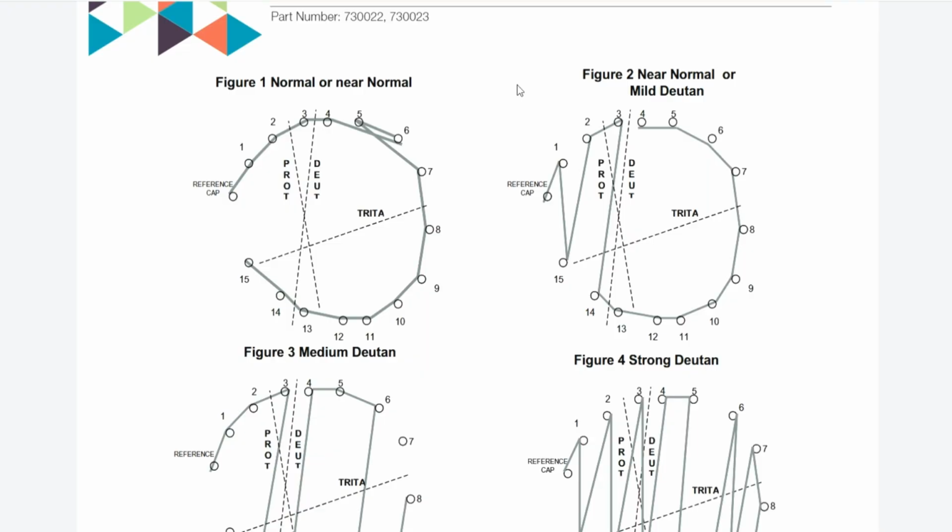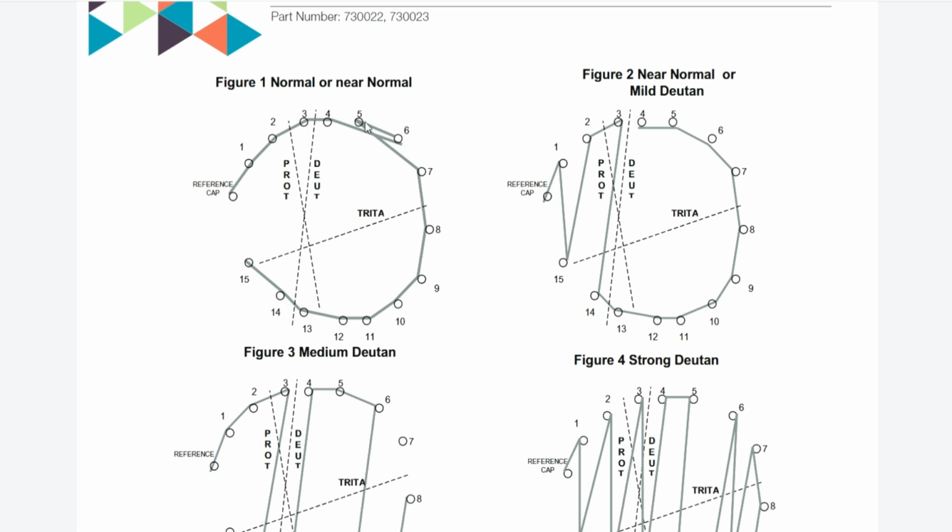So now I'm going to show you an example of how to plot the chart on the Farnsworth D15 color blindness test using the score charts. So for normal, you start from the reference point, and then you draw the lines across in line with the numbers on the chips. As you can see in this example, 5 has been mixed with 6. So instead of 5, they've had 6, and instead of 6, they've had 5. However, it's still within the line, so it'd be classed as normal.